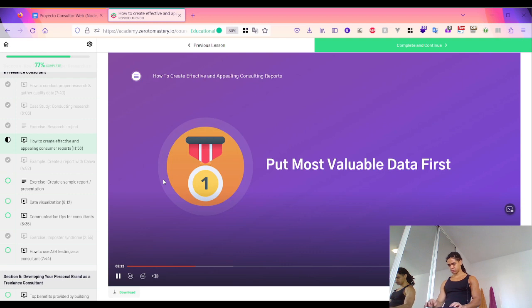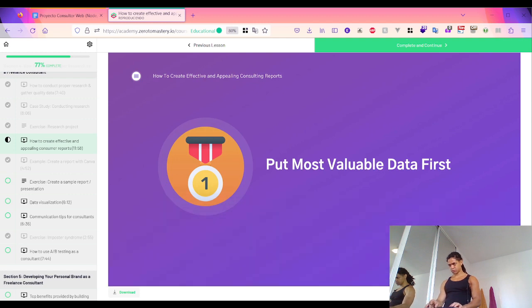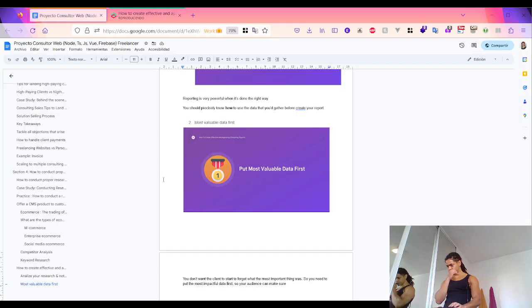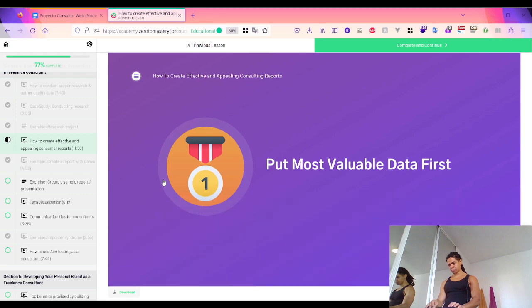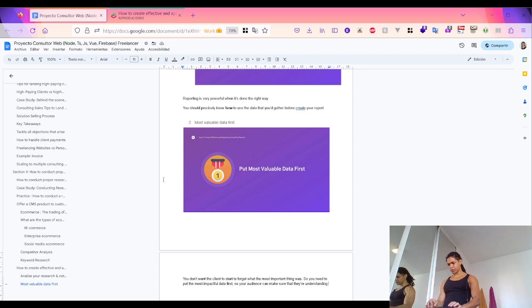You need to make sure you put the most impactful data first so your audience can make sure that they understand what the report is really revolving around.